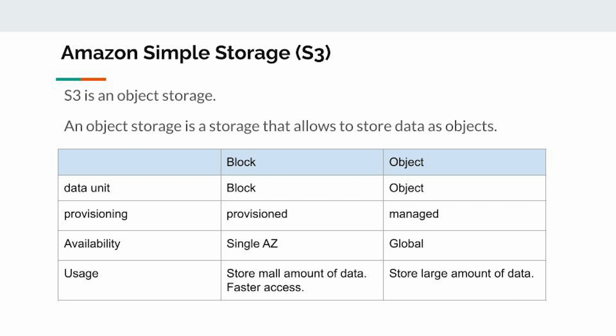Block storage has to be provisioned. Object storage is managed. Block storage is deployed on a single availability zone. Object storage is global. It is deployed on multiple availability zones. It can also replicate between regions, which is called cross-regional replication. Block storage is used to store local data for fast access. Object storage is used to store larger files with high availability and scalability.